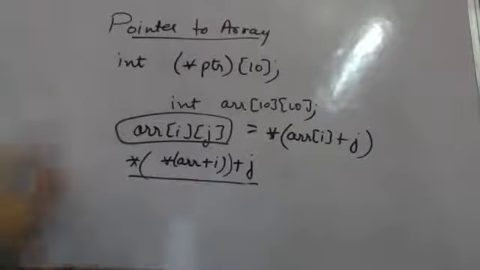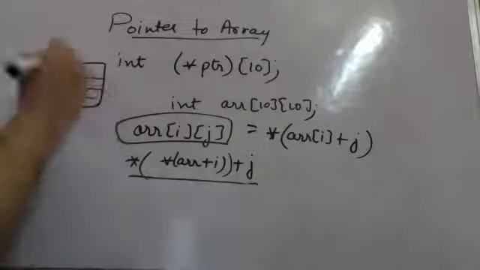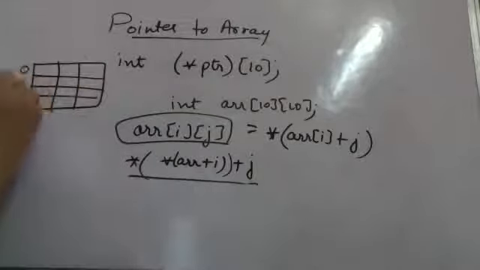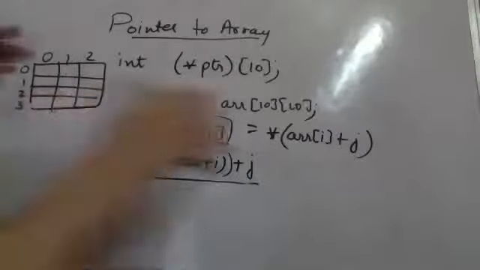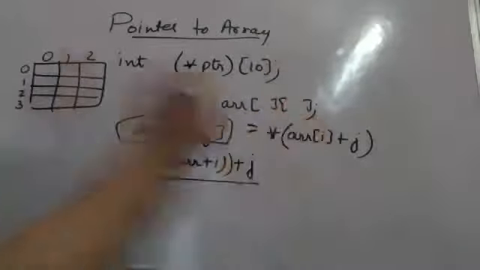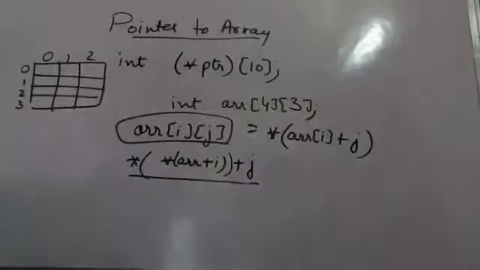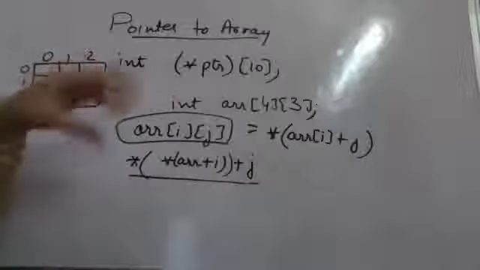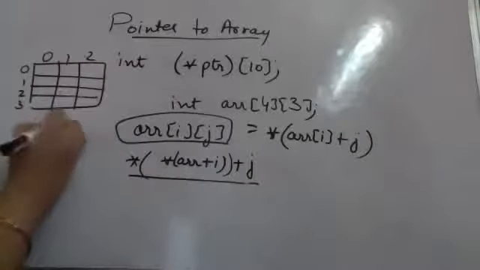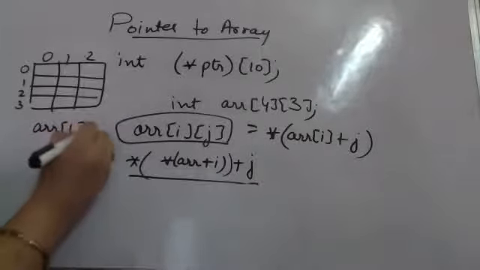Let us take a small example to understand this. I am taking a very small example: 0, 1, 2, 3, and 0, 1, 2, 3. So instead of 10 by 10, I have 4 rows and 3 columns. So it is an array of size 4,3. Supposedly I am trying to calculate the address of the value at, say, 1,2.